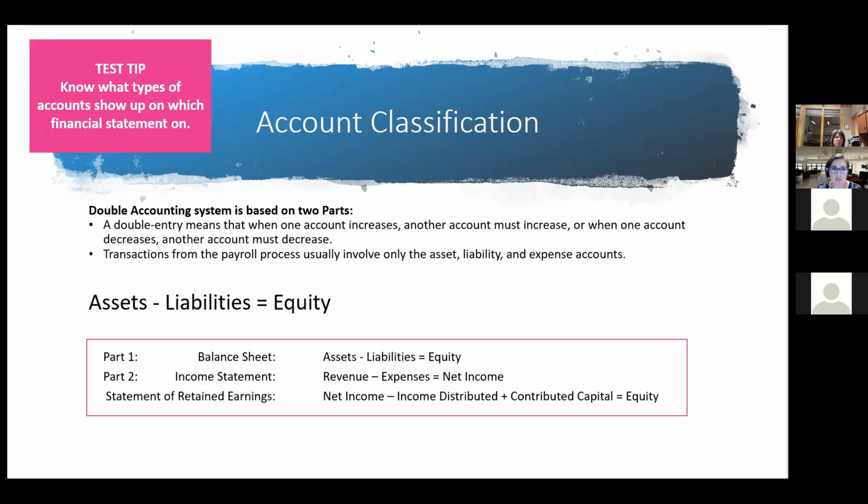So those combined equals the equity of the company. So test tip, know what types of accounts show up on the financial statement. We just covered that. Is everybody good on that? If you type a yes or no, if you needed some clarification, or if everybody's on mute, if you have a question, happy to help.